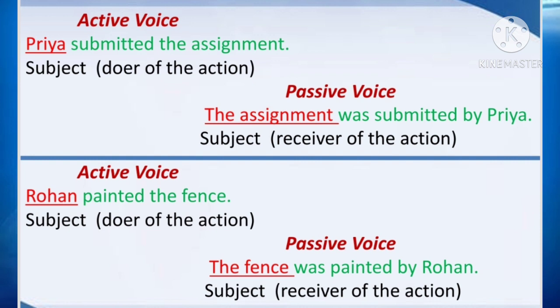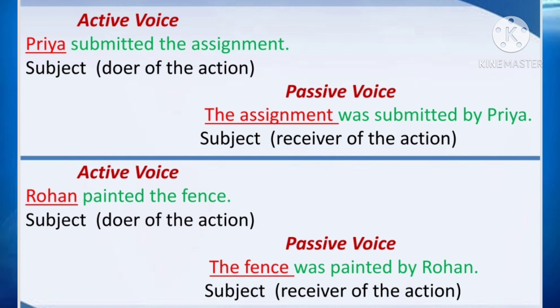In the first sentence, Priya submitted the assignment. Here, Priya is the doer of the action. Priya is doing the action. And Priya is the subject of the sentence, isn't it? So the subject is doing the action, or subject is the doer of the action. So since the subject is the doer of the action, the sentence is an active voice.